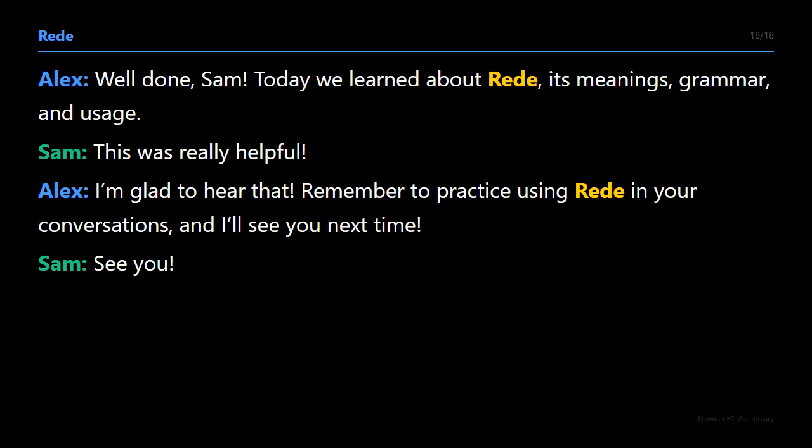Well done, Sam. Today we learned about Rede, its meanings, grammar, and usage. This was really helpful. I'm glad to hear that. Remember to practice using Rede in your conversations.